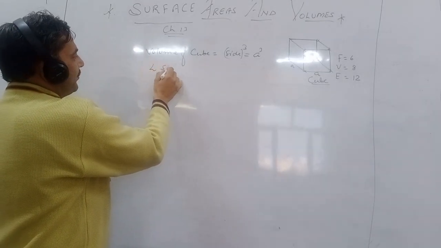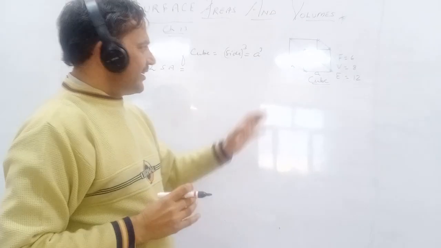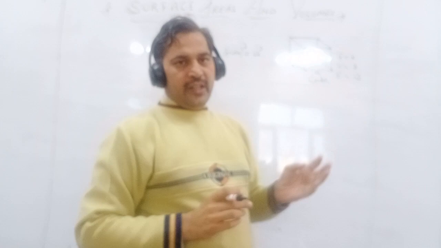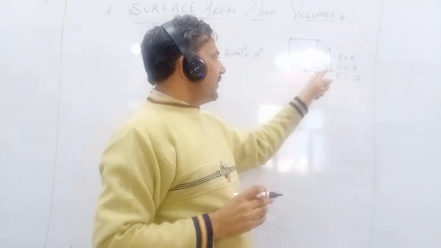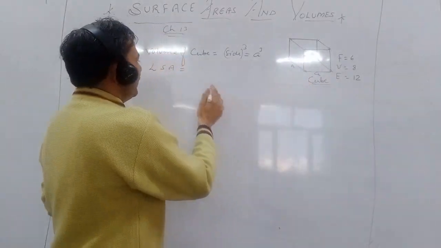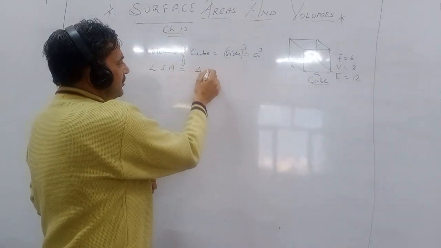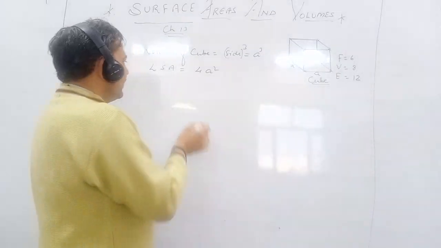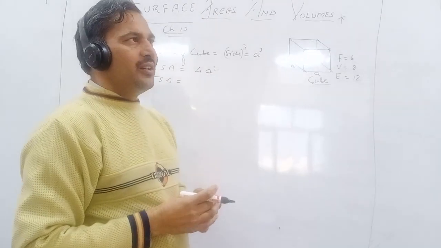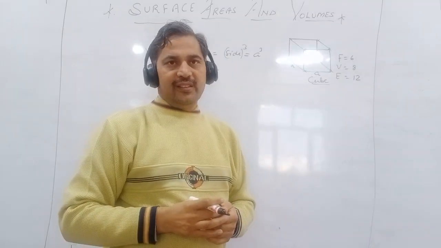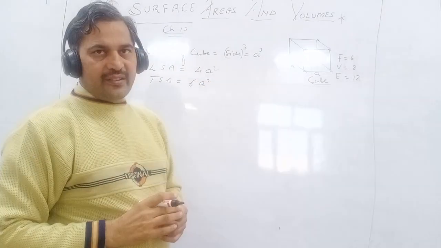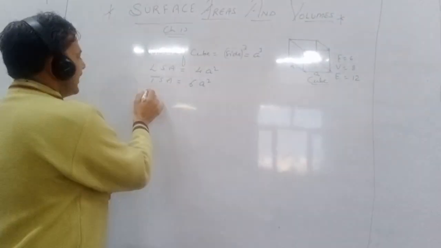Now, lateral surface area. What is the meaning of lateral surface area? Lateral surface area means the area of 4 walls, the area of 4 faces. One face area is side into side, a into a, a square. So the area of 4 sides is 4a square. Then, total surface area. Total surface area means the area of all 6 faces. One face area into 6, a square into 6. So 6a square.